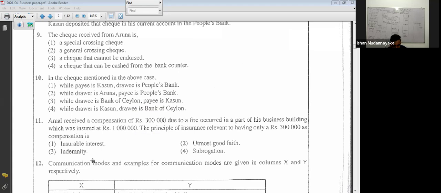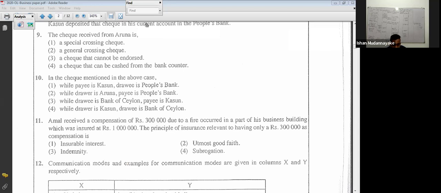Right. Now I look at the question number 11. Amal received a compensation of 300,000 due to a fire that occurred in a part of his business building, which was insured at 1 million. The principle of insurance relevant to having only 300,000 as compensation is. Now, what's the answer for the question number 11?